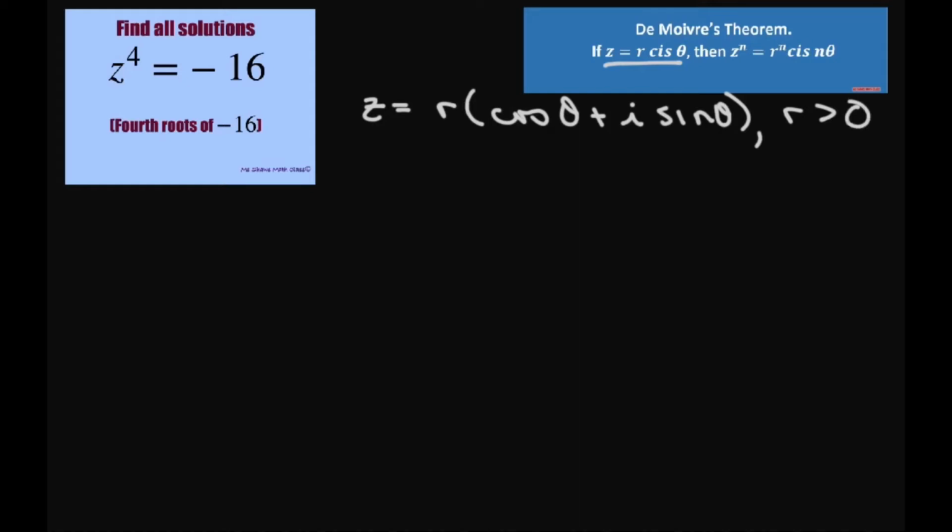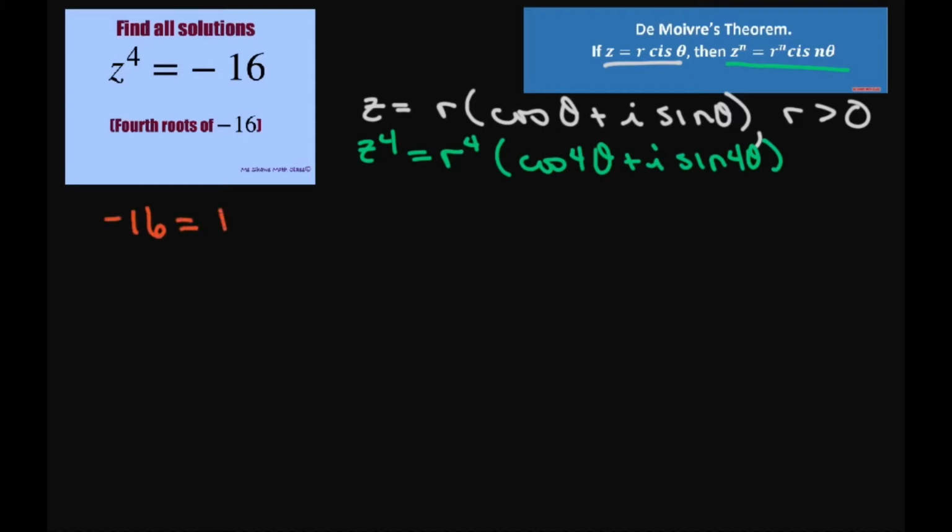All right, so we have z to the power of 4. According to de Moivre's theorem, that's going to be r to the power of 4 times cosine of 4 theta plus i times sine of 4 theta. Now what we have is negative 16. That's going to equal 16. And again, we need all solutions.